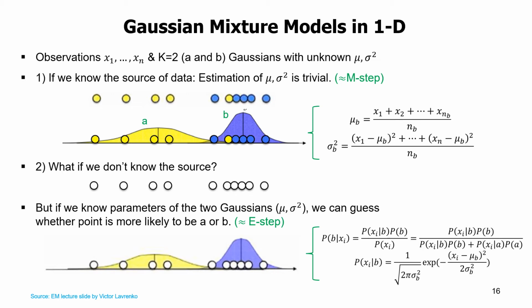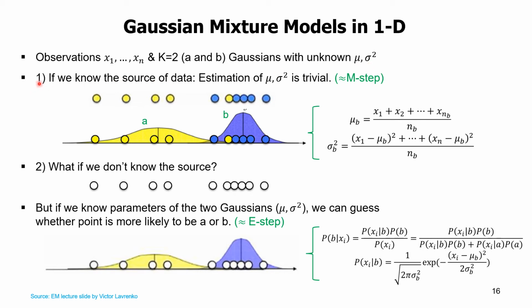This example shows that if we know the source of data, we can estimate the parameters of Gaussian distribution. And also, if we know the parameters of Gaussians, then we can estimate the source of data. These are the examples, and actually this is the basic concept of EM algorithm. So suppose we have data x1 to xn, and there are two Gaussians A and B, and their parameters are unknown. In this case, parameters are mean and variance.